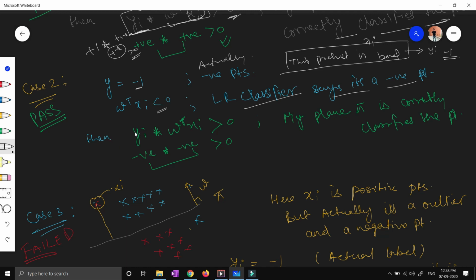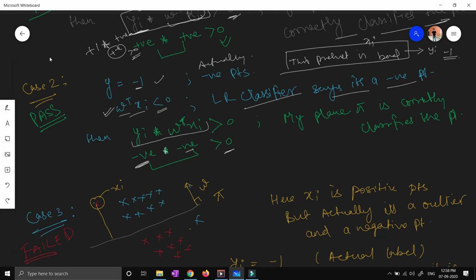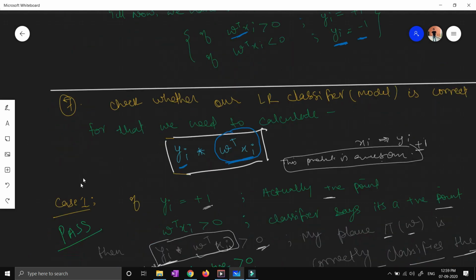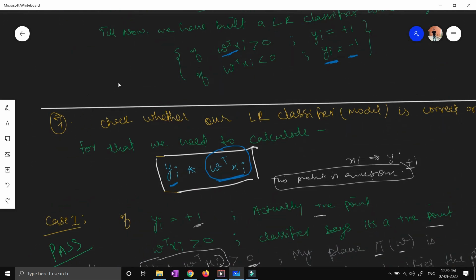Okay, so now if I calculate yi cross w transpose xi, you can see it's a negative, because yi is a negative point, and it is multiplied by w transpose xi, which is less than 0 from our linear regression classifier. So negative cross negative is greater than 0, always remember. Where is it coming from? w transpose xi is less than 0 for negative points and greater than 0 for positive points. I hope you remember we have already built a classifier, this one.